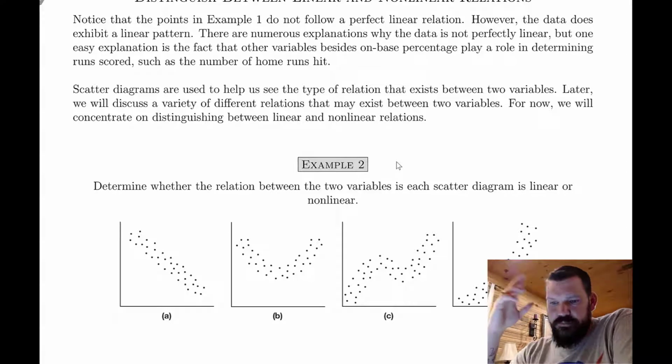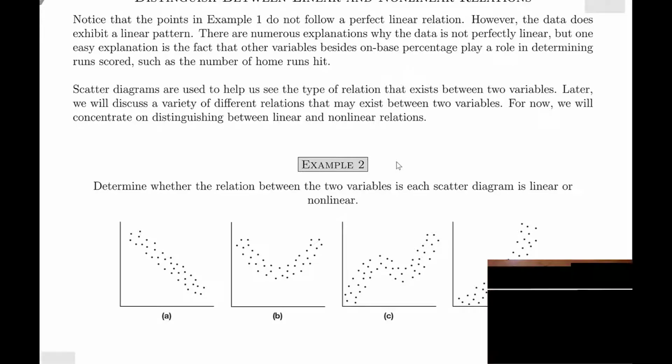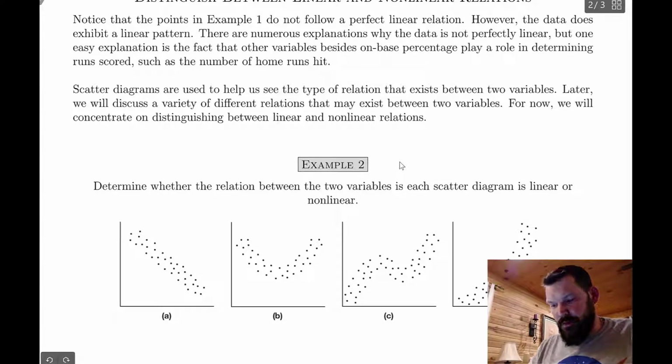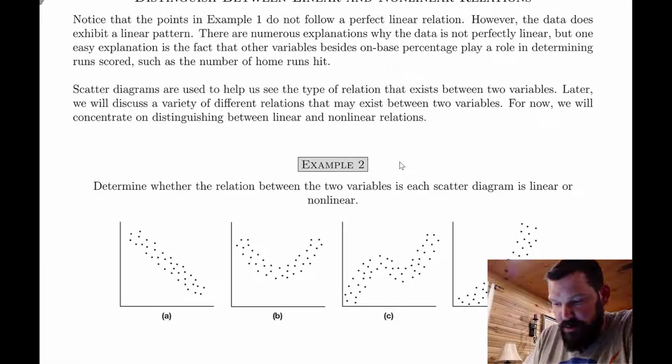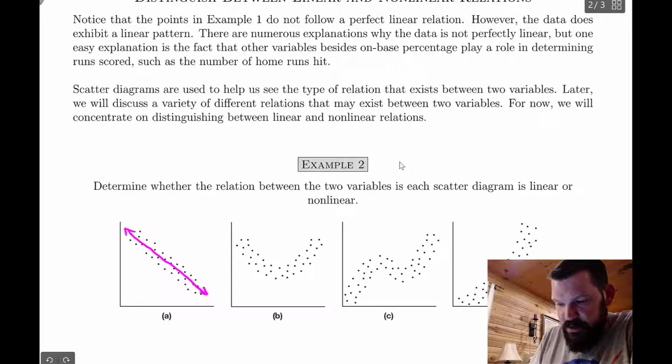And we can look at scatter diagrams and we can come up with whether or not that data represents a linear or non-linear function. And we're going to do that here in example 2. For part A in example 2, this does appear to be linear. It has a negative slope, but it does appear to be linear. So we will say yes, this is linear.